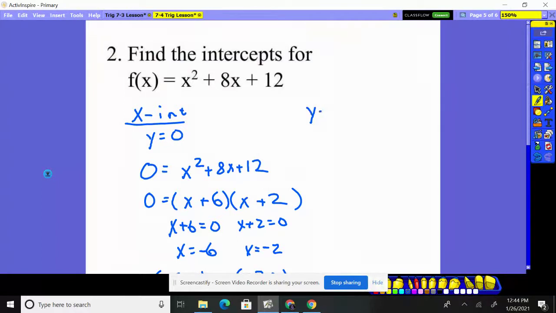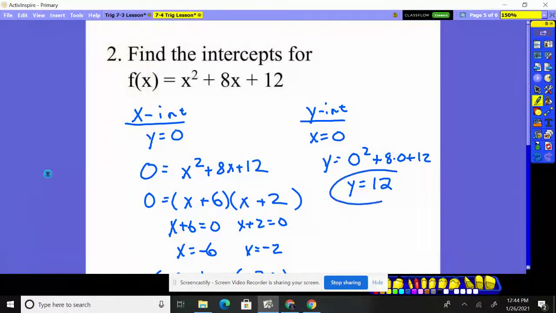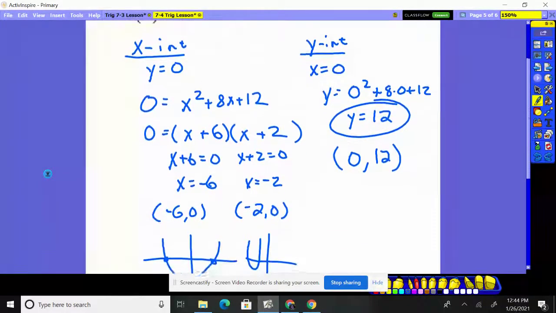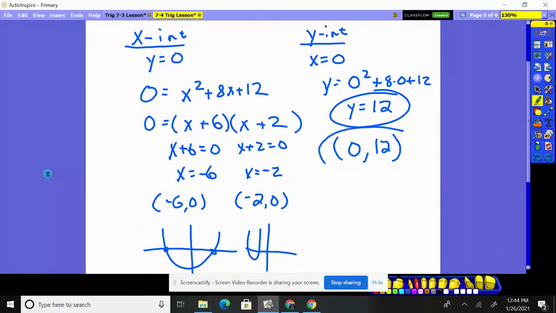For the y-intercept, set the x value equal to 0 and then solve it. So y-intercept's always easy because we're just plugging into the x value. Everybody's going to go away. We're going to get y is 12, crosses at 12. So that's the ordered pair, 0 for x, 12 for y. Knowing these intercepts would give us a bit of an idea of the picture of this parabola, knowing that it crosses the y-axis there and the x-axis at those 2 points.